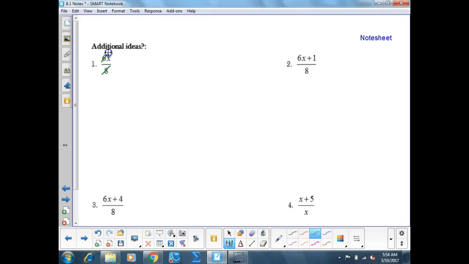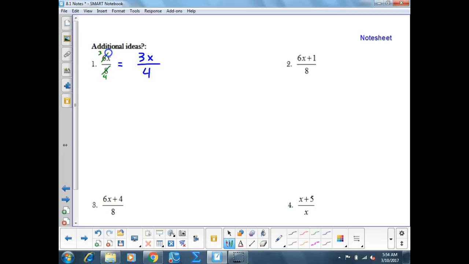On number one, both 6 and 8 can be divided by 2. So if 6 is divided by 2, I'm left with 3. If 8 is divided by 2, I'm left with 4. So my answer here is 3x over 4.